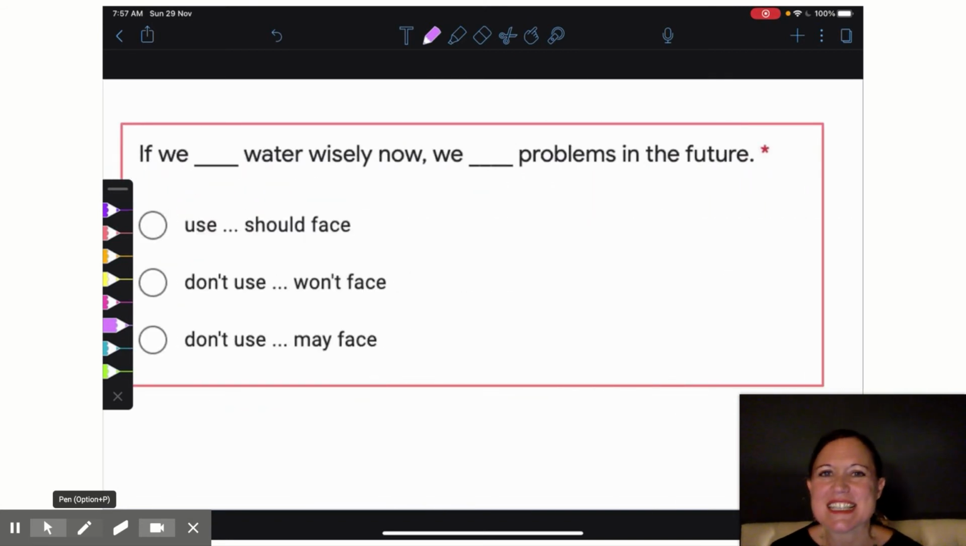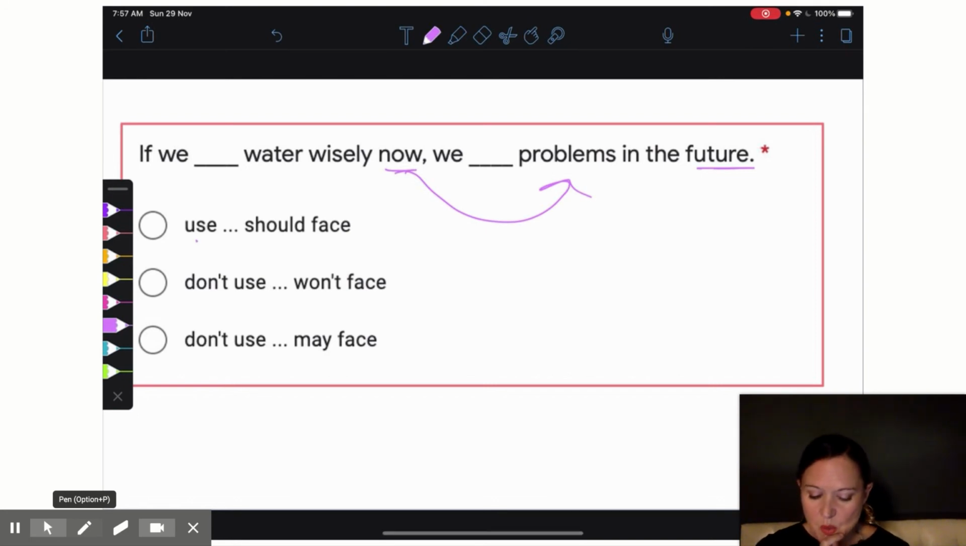And here's our last example from these exercises. If we blank water wisely, smartly now, we blank problems in the future. So what do we need to do now so that something happens with problems in the future? So if we use, don't use, don't use. Let's try use. If we use water wisely now, we should face problems in the future.